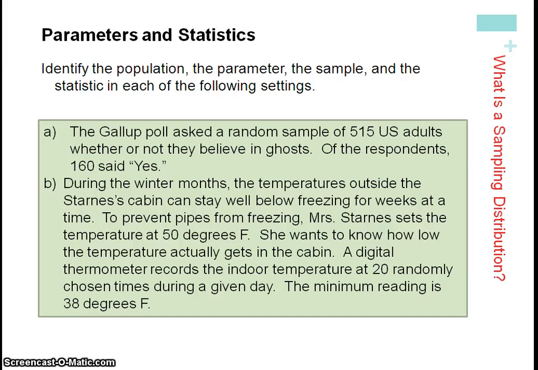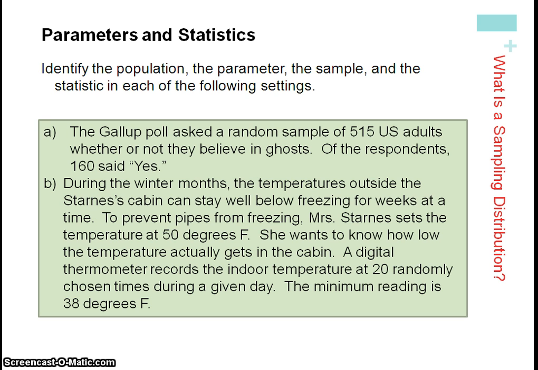So the population in this one is all U.S. adults. The parameter is the true proportion of U.S. adults that believe in ghosts. The sample is the 515 U.S. adults. And the statistic is the 160 out of 515 U.S. adults that said yes. In this case, the proportion is 0.31. 160 out of 515 gives us a p hat of 0.31. Basically 31% of my sample said they did believe in ghosts.